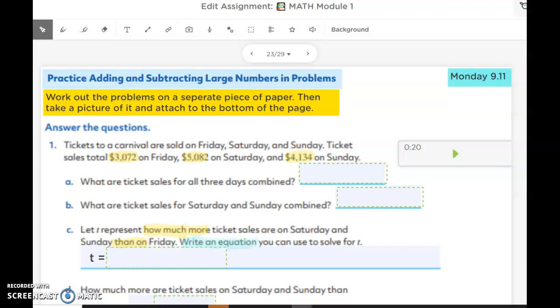So first of all, make sure that we're reading the instructions in yellow. It's asking you to work out the problems on a separate piece of paper and then take a picture of it and attach it to the bottom of the page. Okay? So I am looking to see how you solved that math work. For each of the questions, there are more than one step. So you can see that number one has a part A, B, C, D. So let's take a look at number one together.